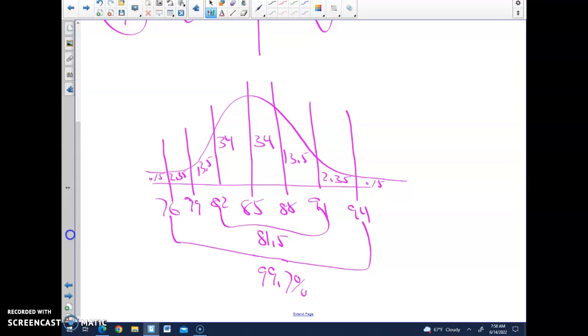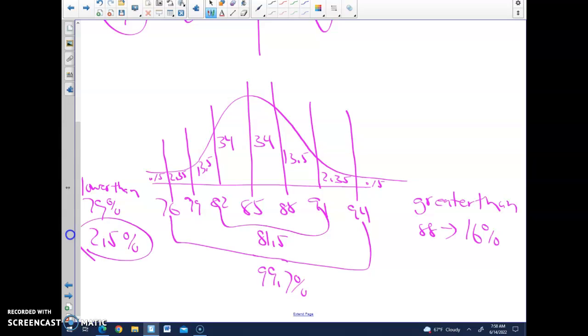Greater than 88. Well, this is 2.5 and this is 13.5. So greater than 88 is 16%. Okay. And then what is the probability that we're lower than 79? Lower than 79, you're talking about a 2.5% chance there.